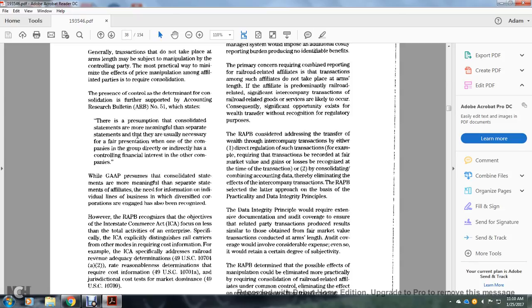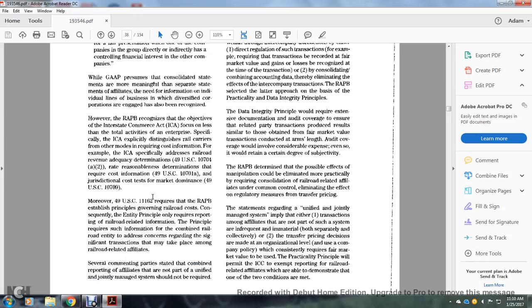Government accounting and auditing principles presume that consolidated statements are meaningful, while separate statements of the affiliates need the information of the individual lines of business in which the diversified corporation is engaged. However, the Railroad Accounting Principles Board recognizes the objective of the Interstate Commerce Act, with the focus on the total activity of the enterprise.